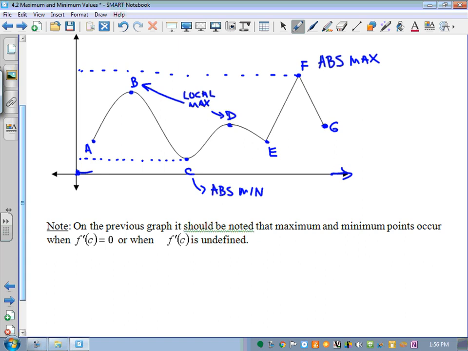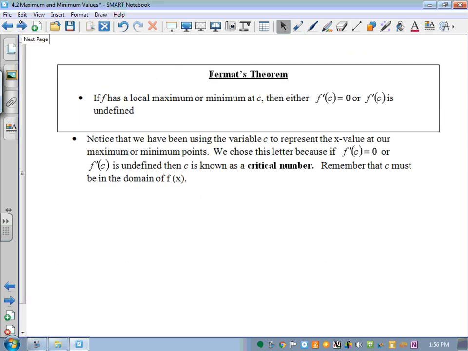But E, on the other hand, is well within that domain, and that would be a local minimum. Now, that leads us into what's called Fermat's theorem, which is on the next page here. It's the idea that if function f has a local minimum or maximum, then f prime of c is equal to 0 or f prime of c is undefined.